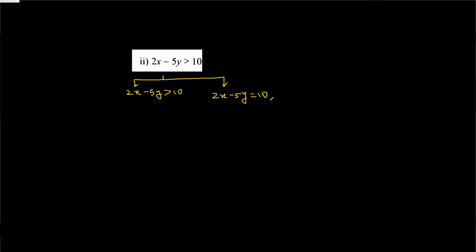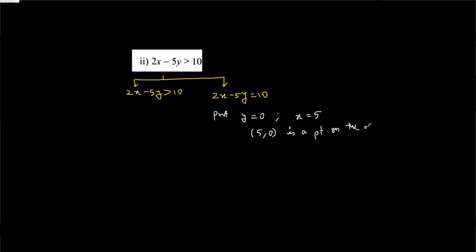So see, 2x minus 5y is 10. I will get the line. So how do I get the line? The best thing is you will find the x and y intercepts. I put y equals to 0 in this line. So when I put y as 0, what do I get? I get 2x equals to 10. So x equals to 5. It means 5 comma 0 is a point on the line.